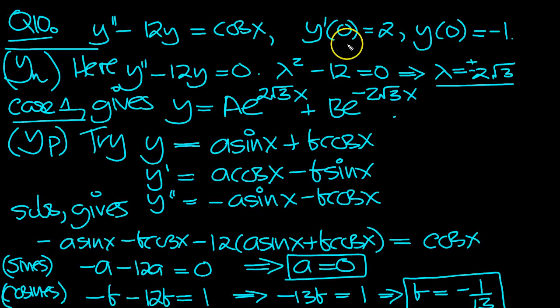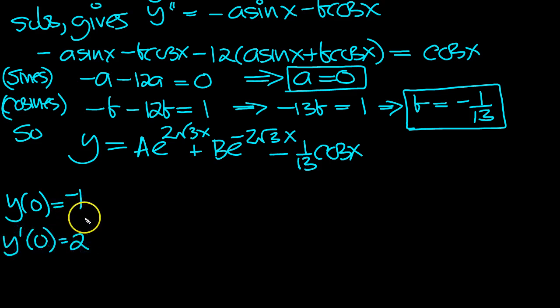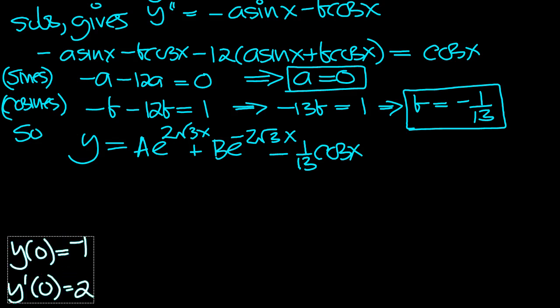Now we need to invoke the initial conditions. y dash 0 is 2 and y 0 is minus 1. So y 0 is minus 1 and y dashed 0 equals 2. I'm just going to keep that there. I'd like to work out y dashed first, so I'm going to move those slightly down so I can work out y dashed here.